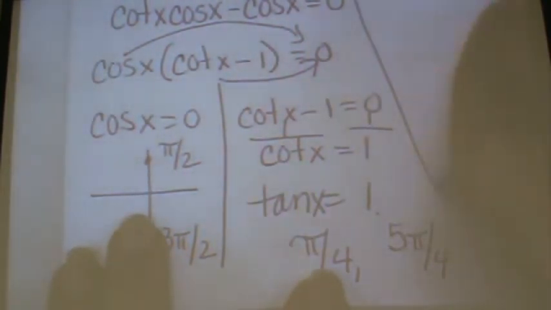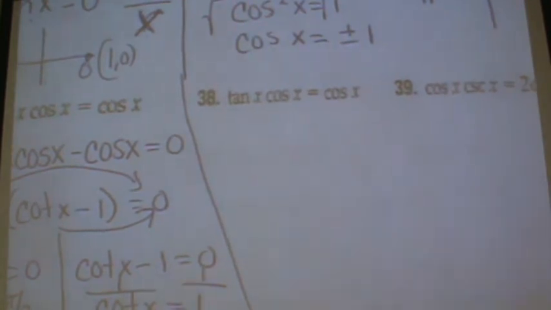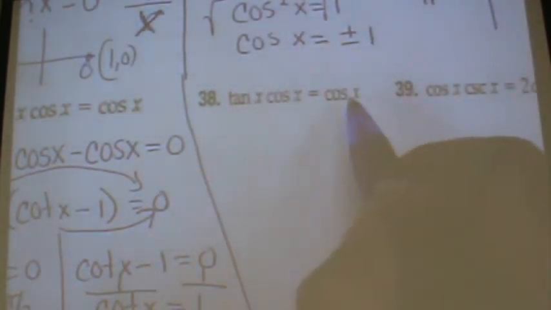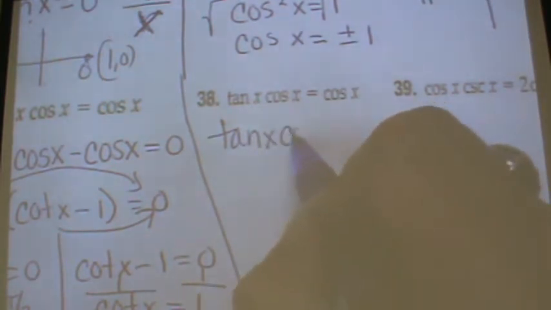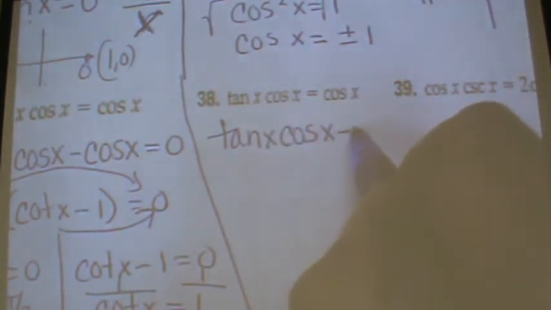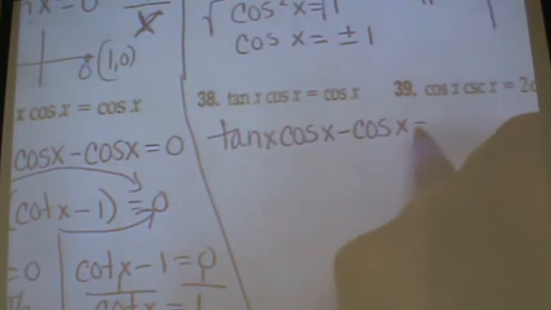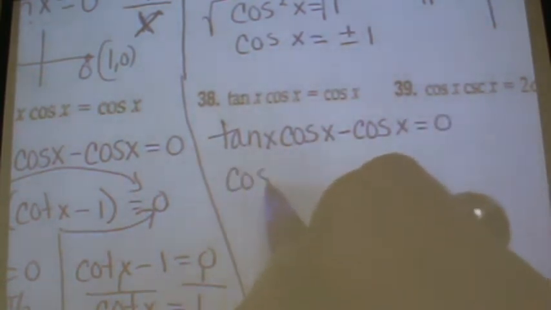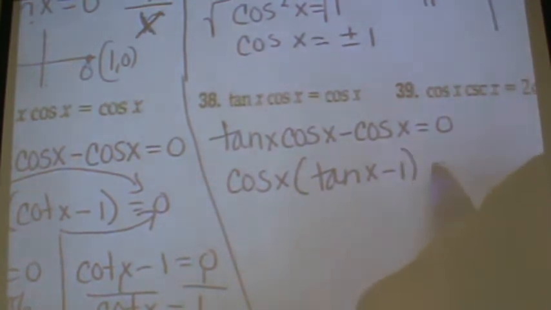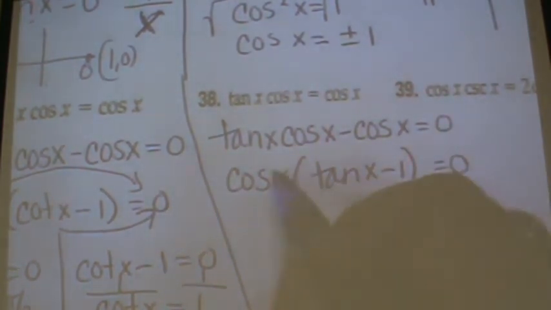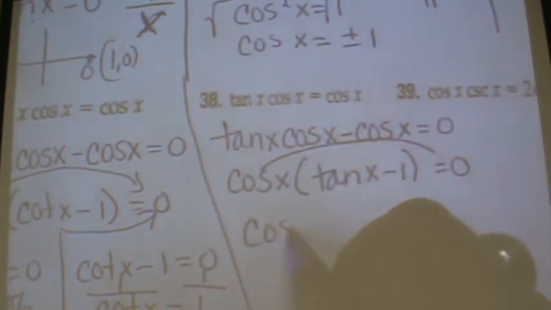Another one. Tell me what you think you're gonna do here. Factor out what? And you're left with tan x minus 1. Then what?